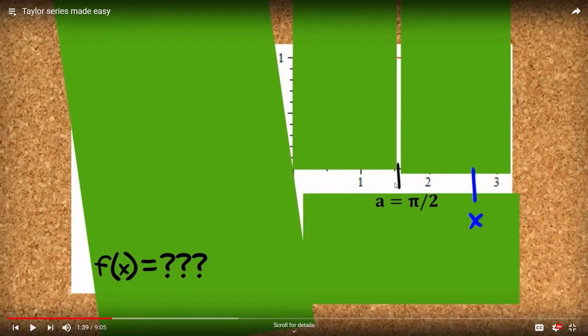So x is the new point where you know nothing about the function, and you're trying to estimate the y value of that function using the knowledge at the known point a, pi over 2. So is that clear? You're trying to estimate the value of your function at the location x where you know nothing about the function, and you're going to use the knowledge of point x equals pi over 2, where you do know something about the function.